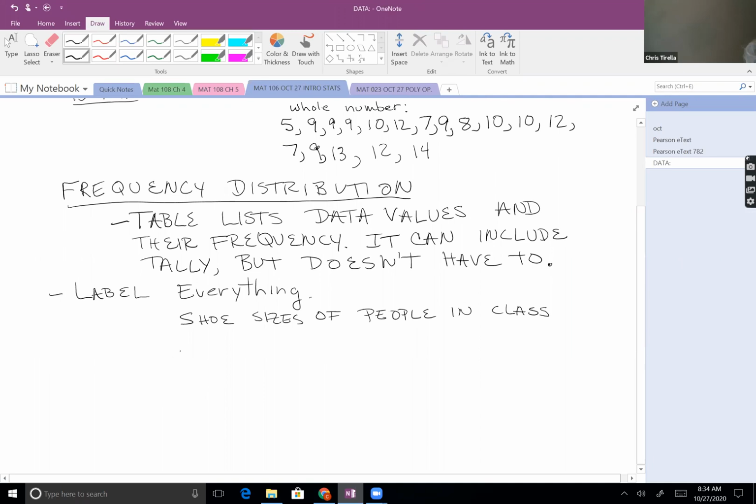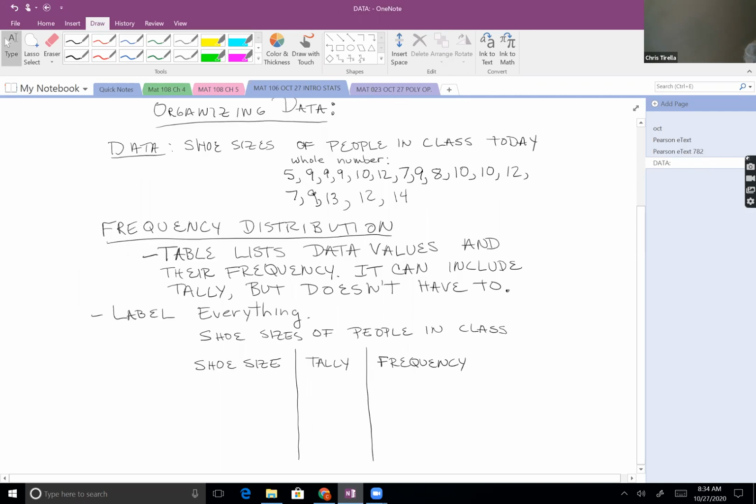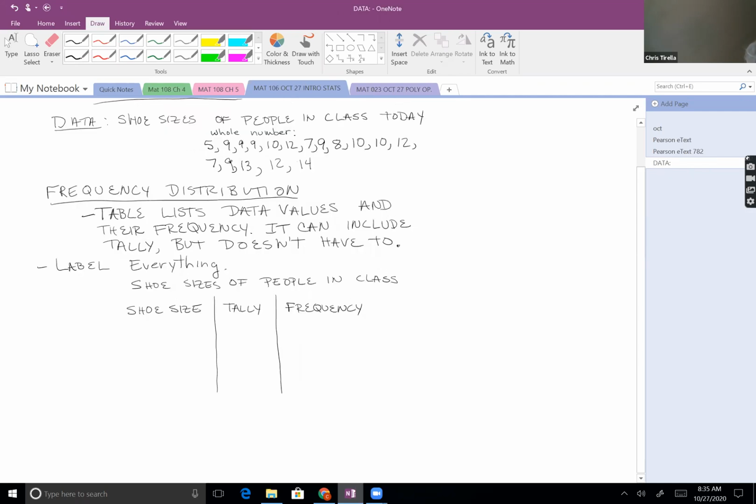My data is going to be the shoe size. Let's go through and make a tally. Again, this one doesn't have to be there, but sometimes it makes your life easier in collating your data if you make a tally. And then let's record the frequency. I'm going to shrink this down for a minute so I can still keep the list of numbers and make my table. I promise I'll make it bigger again in a minute.